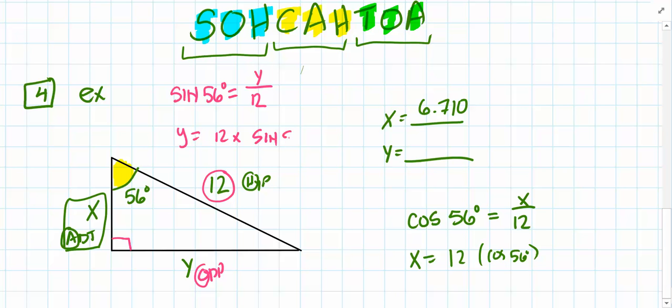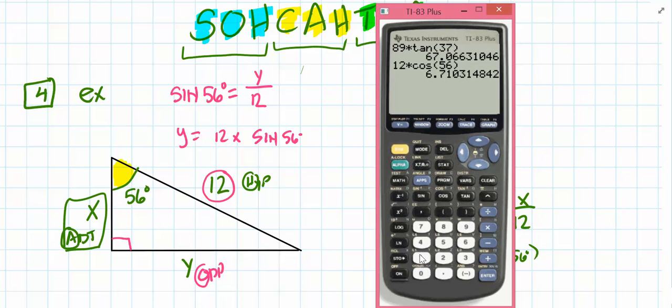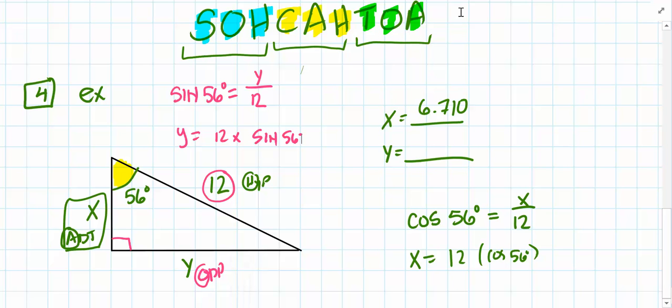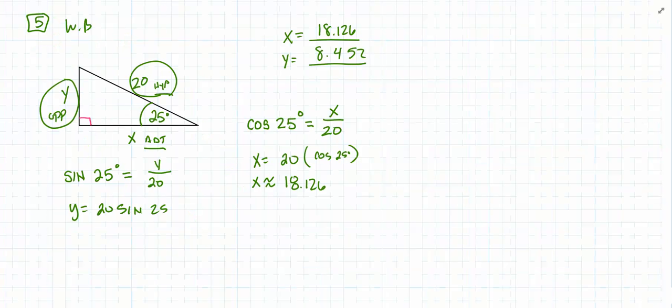Again, we go to our calculator for this, and I'll move it over here to the right so you can see that. So I say 12 times the sine of 56 degrees, and I get a value of approximately 9.948. So y is approximately 9.948. Do this one on your whiteboard. Solve for x and solve for y. Okay, there's the problem from start to finish. Y was approximately 8.452. X was approximately 18.126.